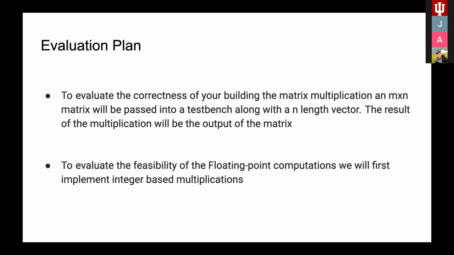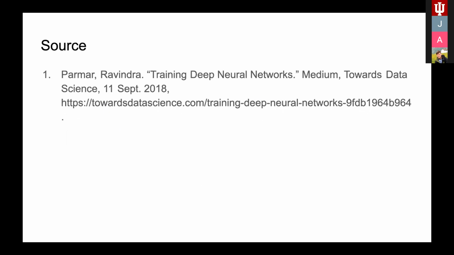So the evaluation plan, to evaluate the correctness of building the n by n matrix multiplication, will be passing into test benches along with the n vector values to see if the results are correct. And then to evaluate the feasibility of the floating point computations. That's pretty much it.